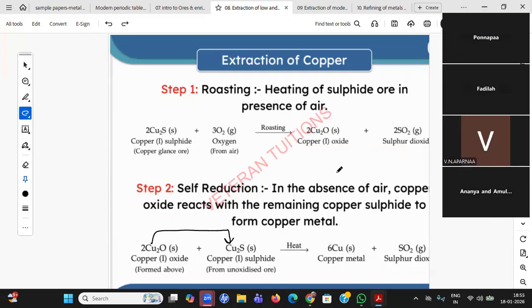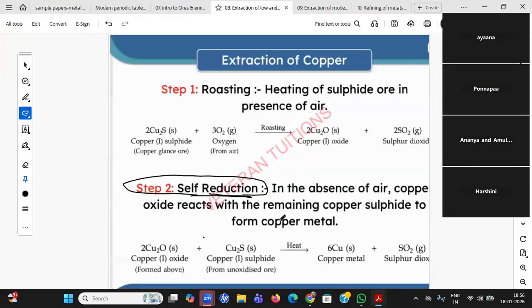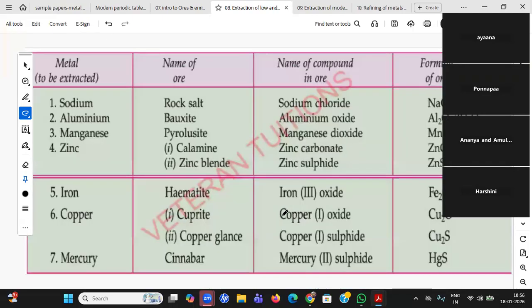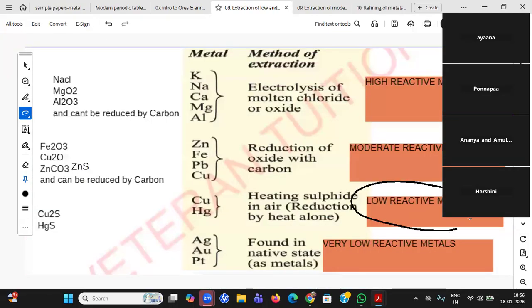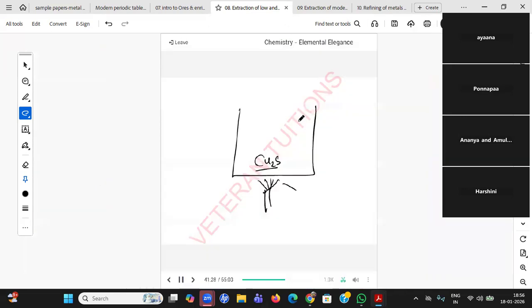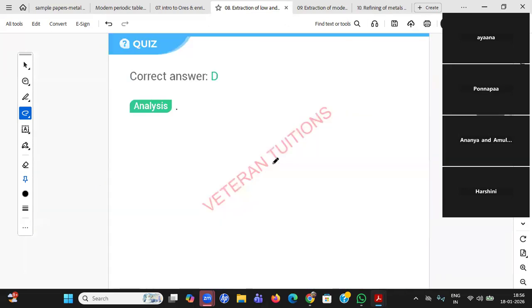Okay. This is step number one. So we have finished two cases. What is that? In the low reactive metals, we have seen that both of them are sulfides, and both of them undergo roasting and reduction. Okay, roasting and reduction. So that's the reason I just wrote it like this.